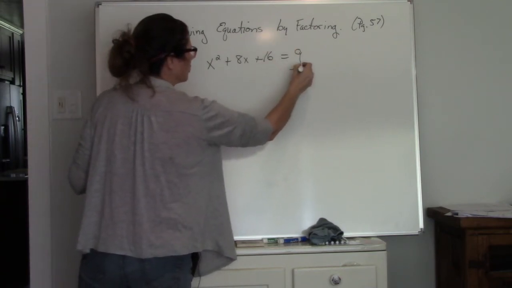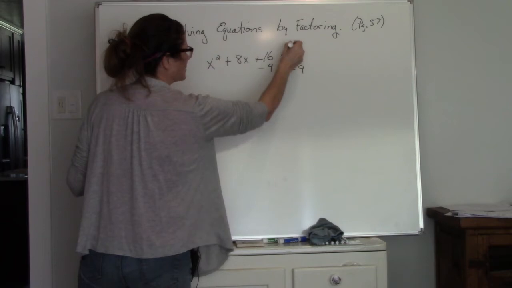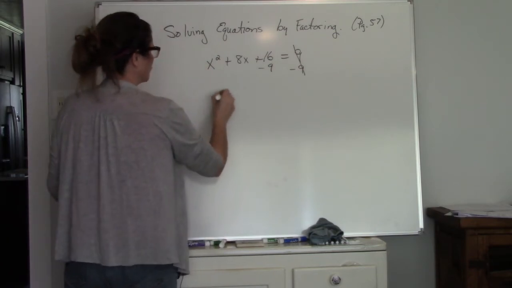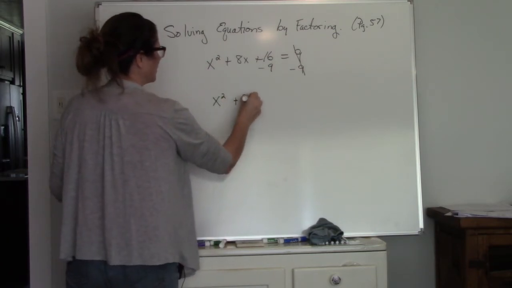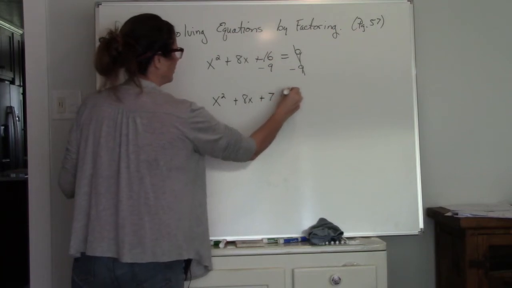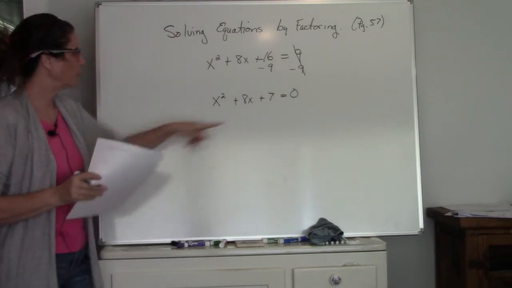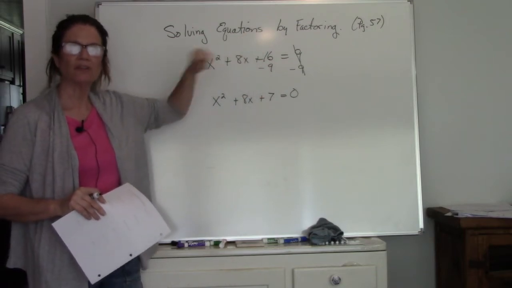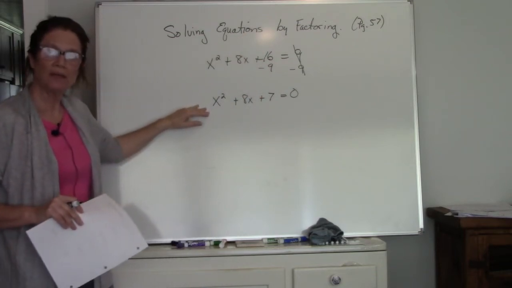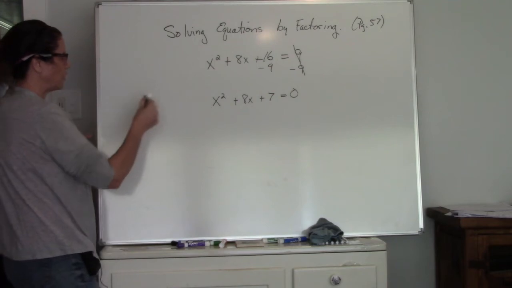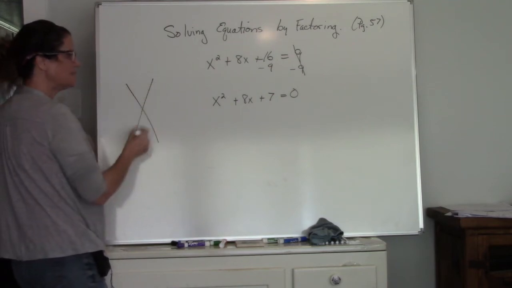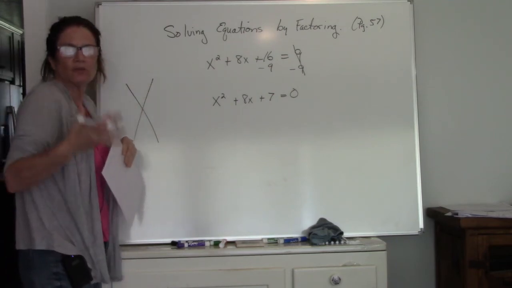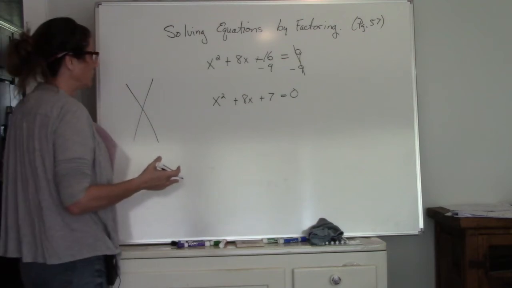So I'm going to subtract 9 from both sides. That cancels, so I end up with x squared plus 8x plus 7 equals 0. And where I got the 7 is the 16 minus 9. So you want to add your like terms. So now we can factor. So this is a trinomial. This is the technique I use. You can use whichever technique you feel most comfortable with.